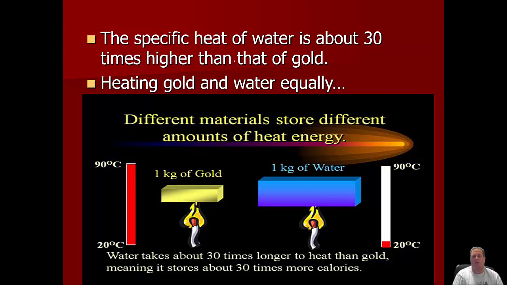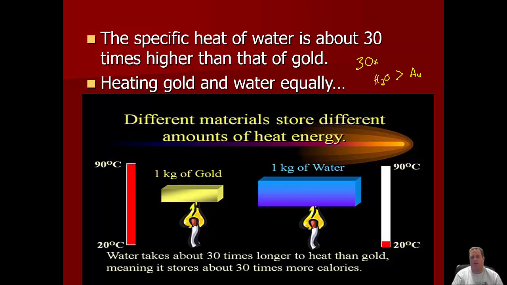Okay. Our starting point is that specific heat of water is about 30 times larger than that of gold. Right? So H2O specific heat is much larger than gold. Okay. So if something has a larger specific heat, it's going to take more energy to heat that up. Or in other words, if we wanted to go from 20 to 90 degrees Celsius, we have to add 30 times more energy to the water than to the gold.